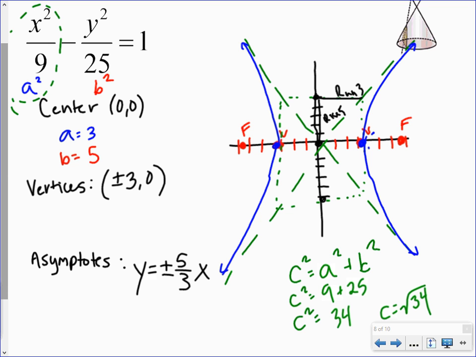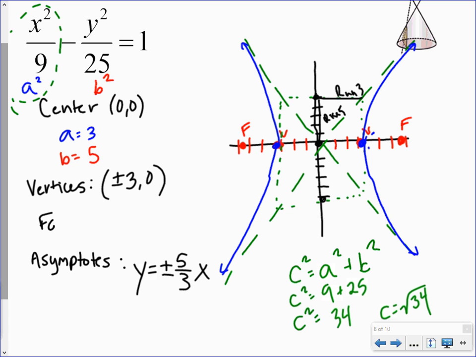Do you want us to draw the focus point? Yes. Think about it: a parabola should have a graphed directrix and a focus. An ellipse should have 2 focus points. A hyperbola should have 2 focus points and asymptotes. And I need to label those focus points as well.